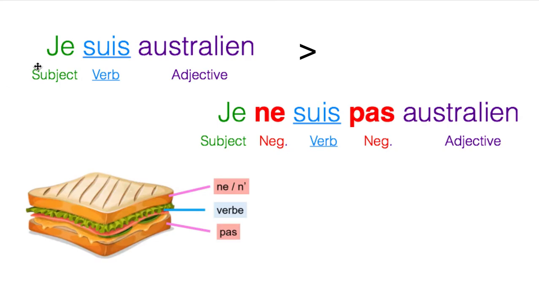So when you say je suis australien, you have the subject I, je, suis, am, that's the verb, and then australien is the adjective. So it's affirmative, I am Australian. If you want to say I am not Australian, or if you hear someone saying it, in French it would be je ne suis pas australien. And you see that the verb is sandwiched in between the ne and the pas.